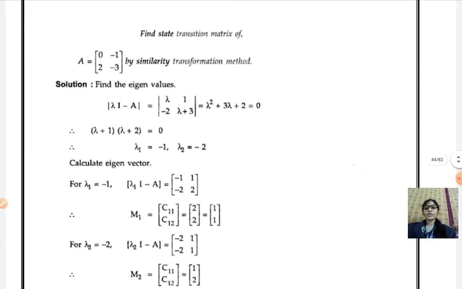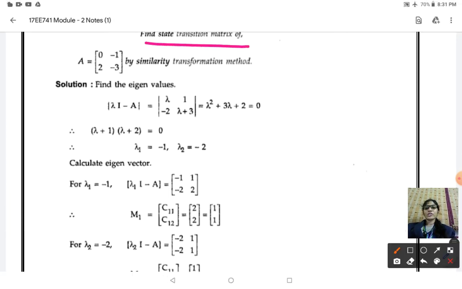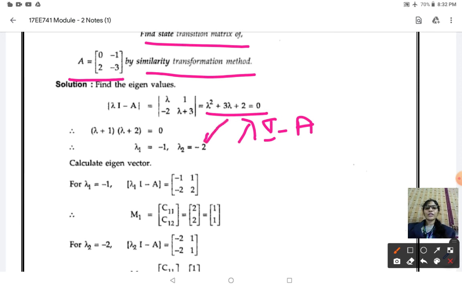Now consider your problem. Find the state transition matrix for the given matrix A by means of the similarity transformation method. In this you need to identify your lambda I minus A. You will get one characteristic equation. From this you find the value of lambda, that is your eigenvalues. And you need to identify your modal matrix. Why? Because we need to identify M inverse AM in the similarity transformation. To identify your M, you need to find your eigenvectors.